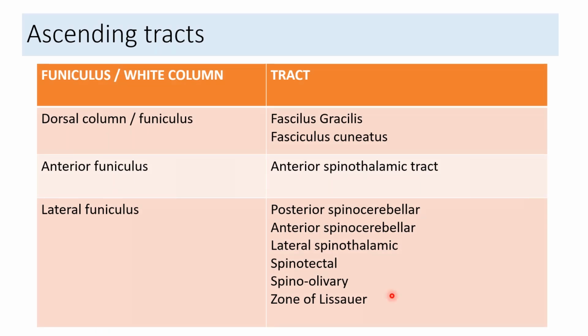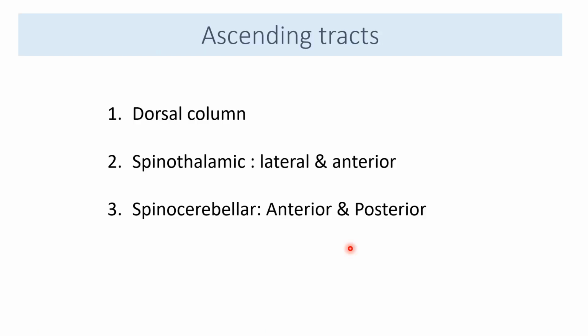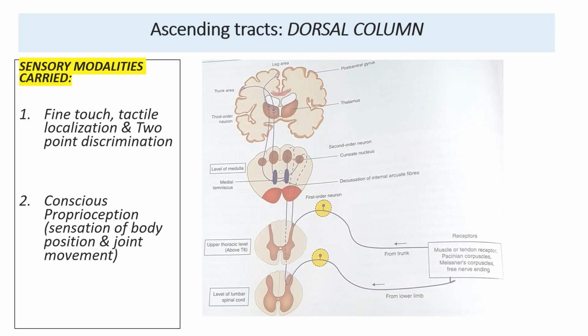So this is just the same thing, the ascending tracts. We'll go one by one to each tract, and we'll be concentrating more on the dorsal column, the spinothalamic, and the spinocerebellar. These are the three tracts which we'll be doing in detail, apart from the rest of the tracts.